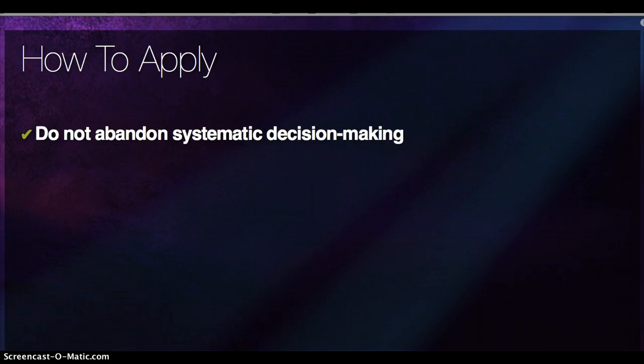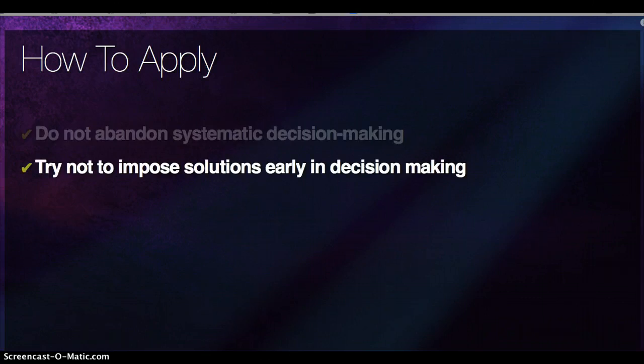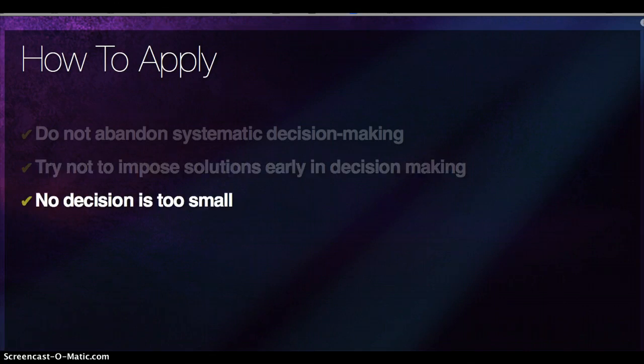Even if a good idea comes along, you don't want to go into the emergent opportunity just because the idea sounds good at the time. Stick with the process and it does work and it leads to better adoptions. Try not to impose solutions too early in the decision-making process because this can throw everything into a tizzy. And no decision is too small.